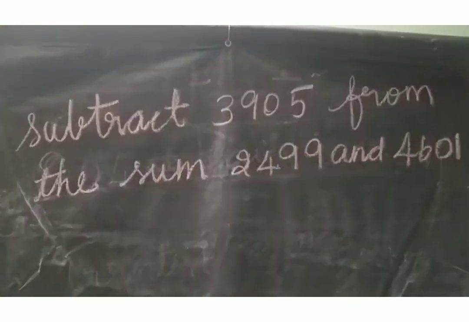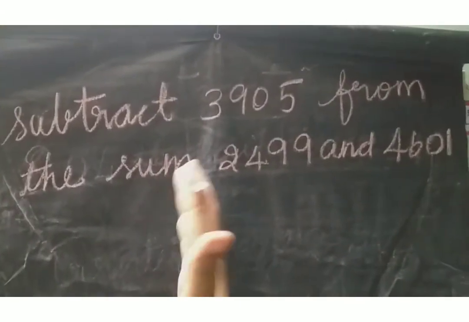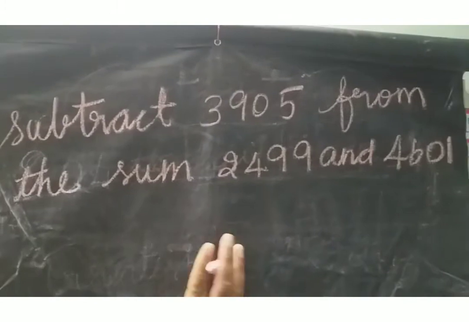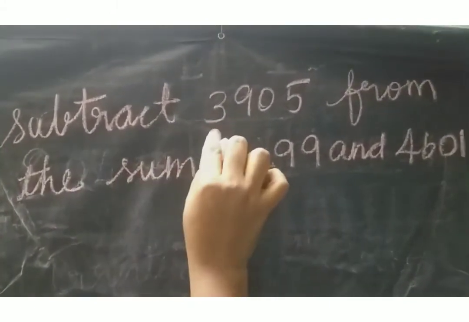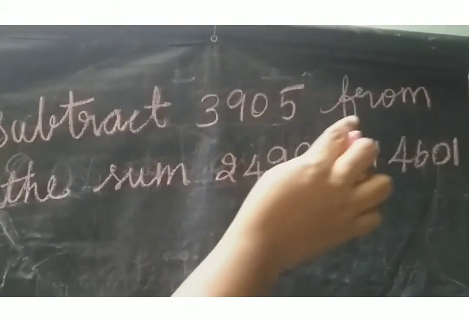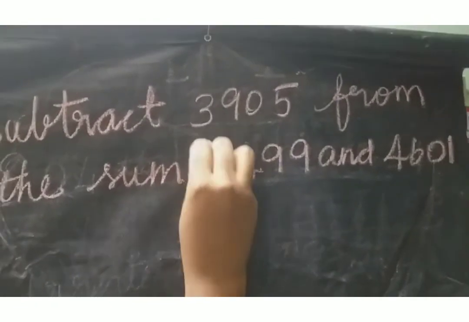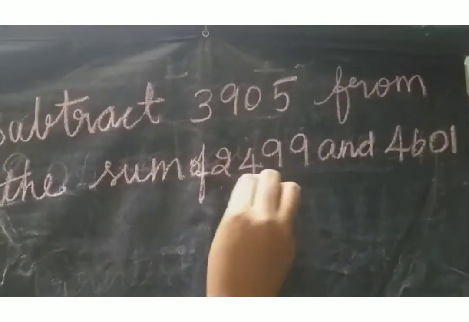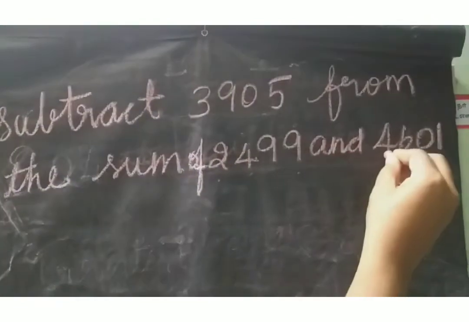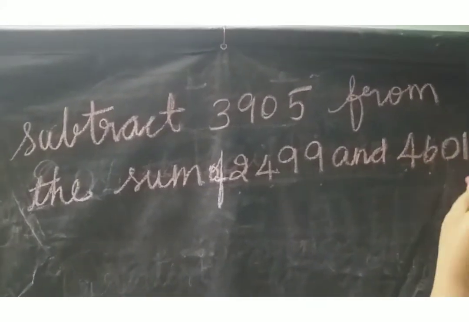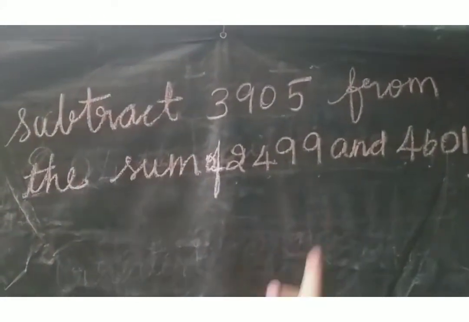Okay. Students, all of you again see this sum. This is also different sum. Okay. Subtract 3905 from the sum of 2499 and 4601. Here, 3 numbers are there.